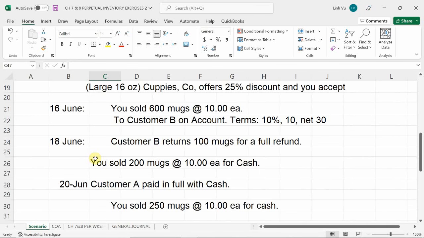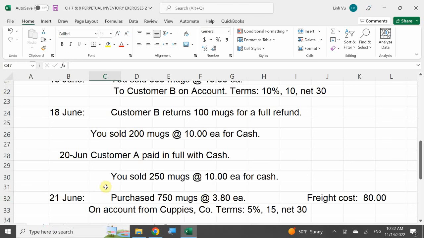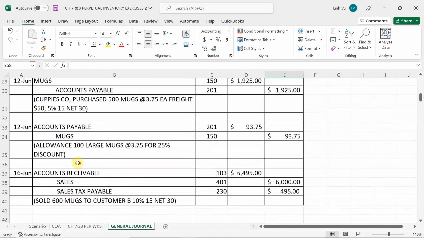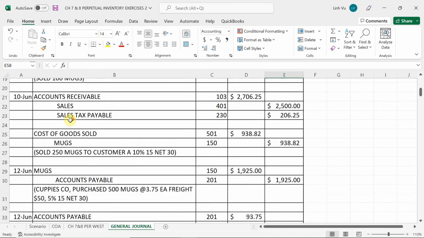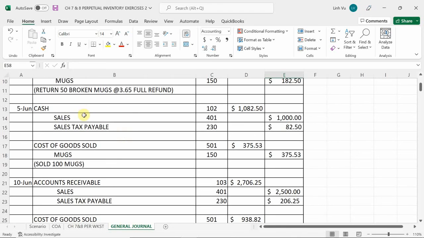Okay. All right. So that very same day, you end up selling 200 mugs for $10 each for cash. Okay, 200 mugs, $10 each for cash. So once again, this is a cash sale. So you got cash. You got sales and sales tax, and you got to update your inventory.